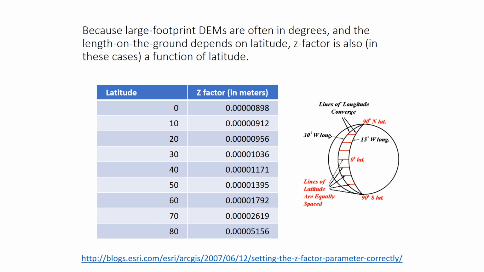This is a table of values, sort of typical values for Z factors. It turns out that if you're ballpark close, you're probably going to be fine, at least in terms of visualization. So there's a blog post that I've linked here on setting the Z factor parameter correctly. You're welcome to copy and paste these values in. Like I said, ballpark is generally just fine. And what you're looking at here is some very, very small numbers, right? So 0.00000912 for 10 degrees of latitude. Very small numbers.